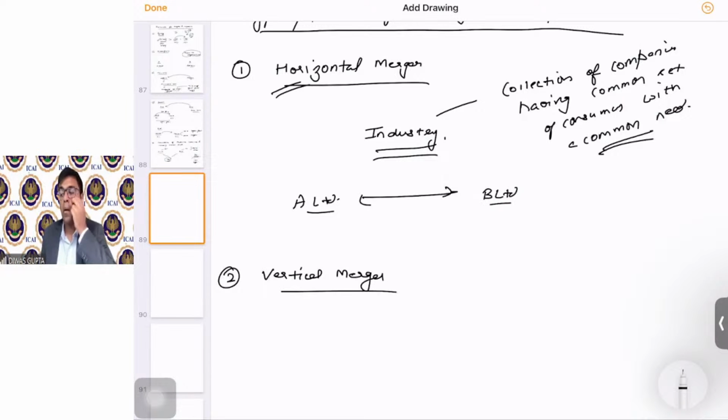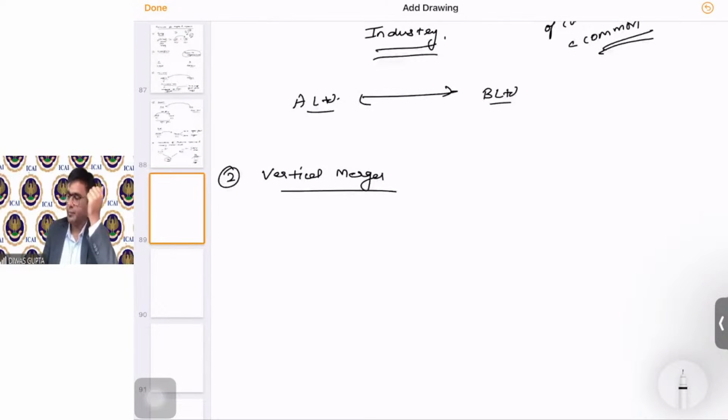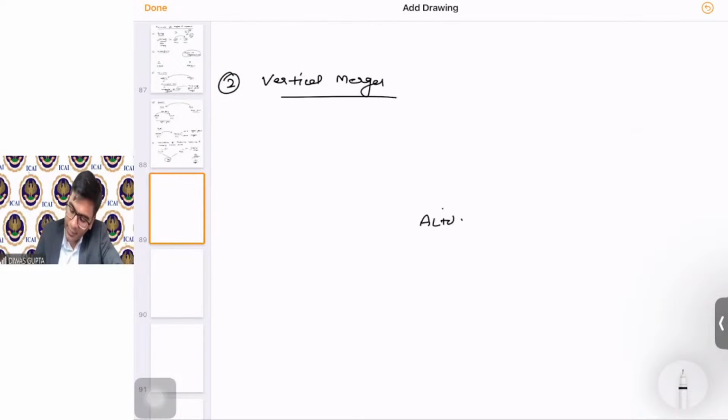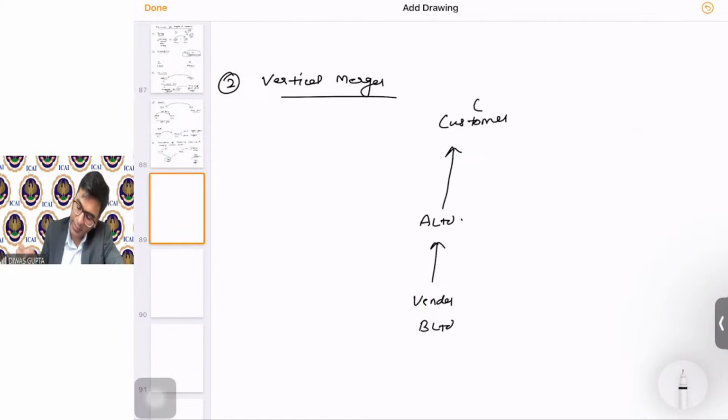Vertical merger. There is a company called A Limited. It is supplying its products to a customer, and it is purchasing the products from, let's say, a vendor. This is B Limited and this is C Limited. So this is the value chain. The vendor is supplying to A Limited, which is supplying to the customer.